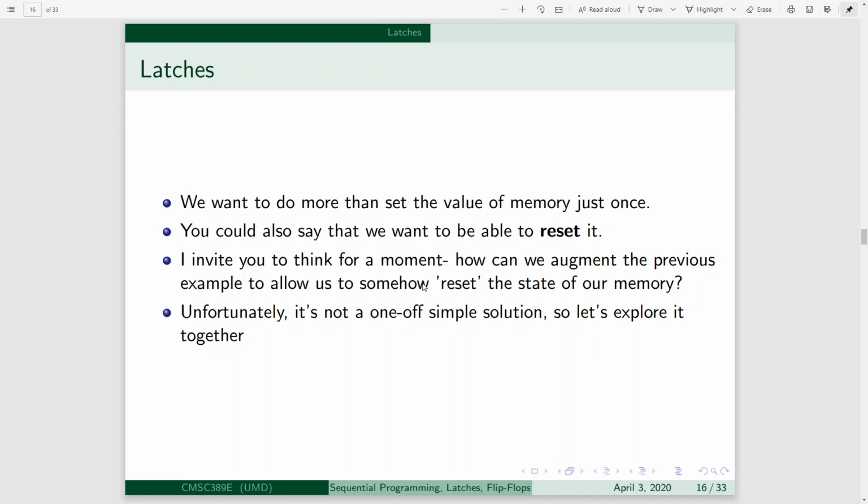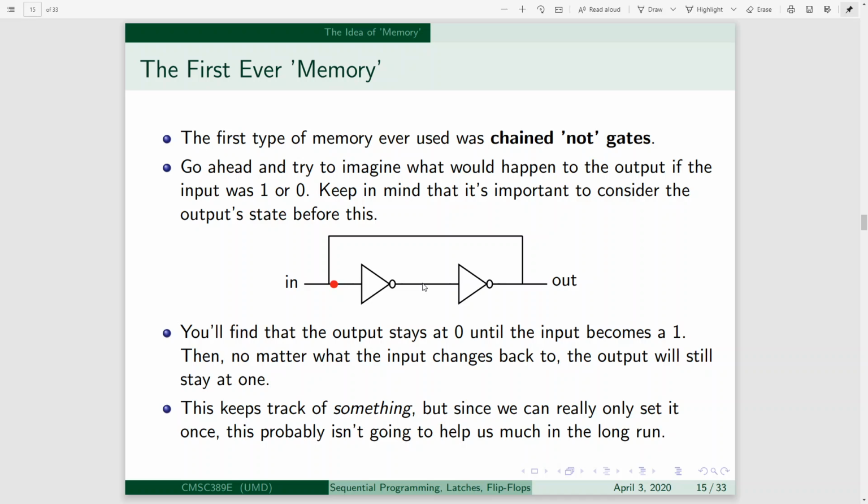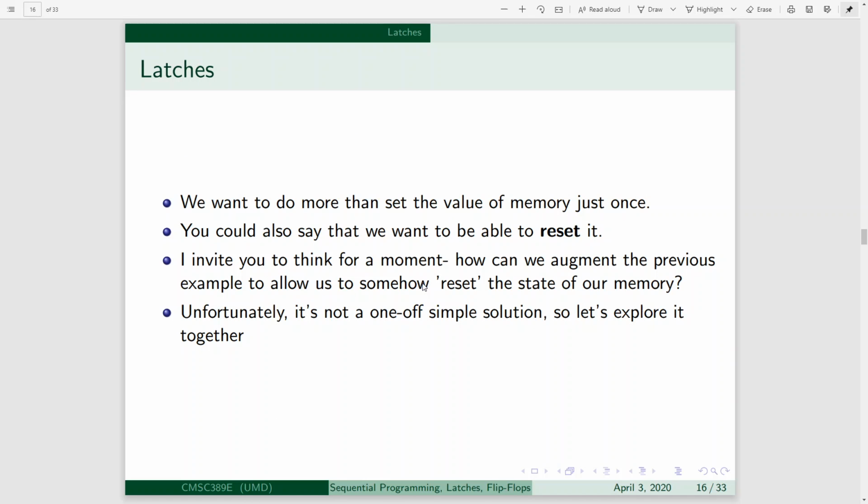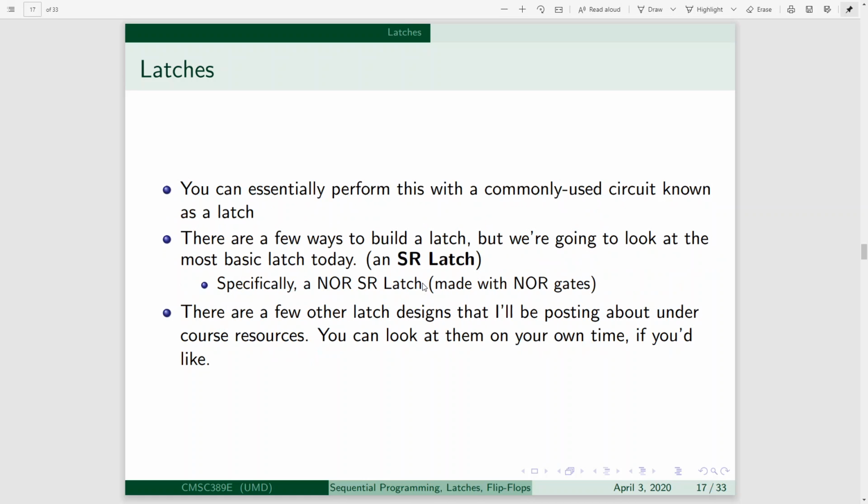I invite you to think for a moment, how can we augment our previous design to allow us to somehow reset the state of our memory? So in other words, this little loopy boy here, we need to figure out how to input something in order to allow us to reset this circuit, if you will. Unfortunately, the solution itself is not a simple one-off, so we're going to walk through it together. And there's a spectacular video that I will share the link to, of someone on the internet who describes the circuit very well.